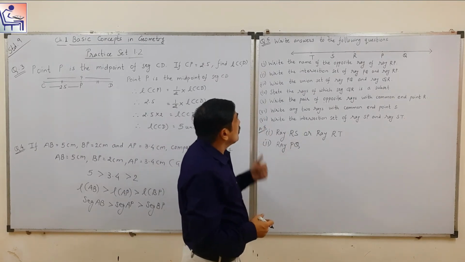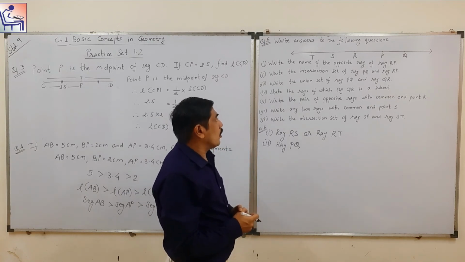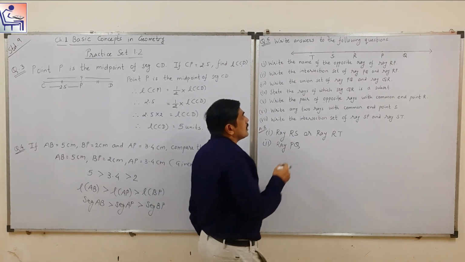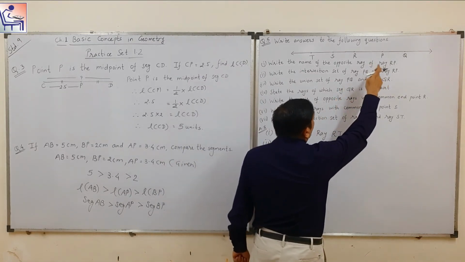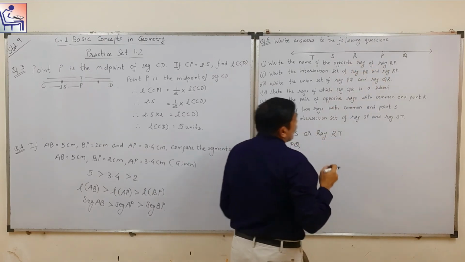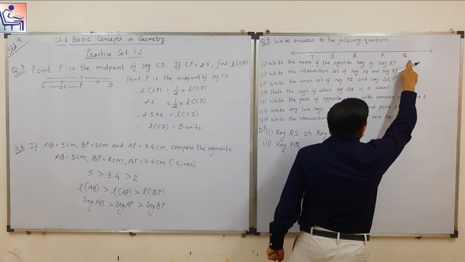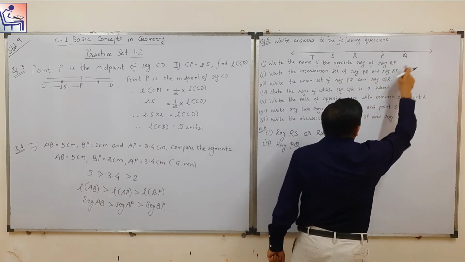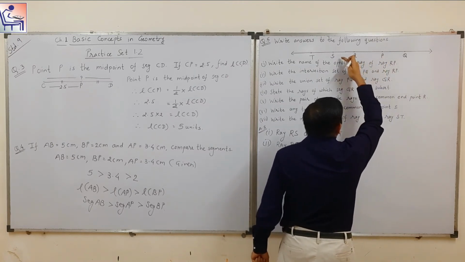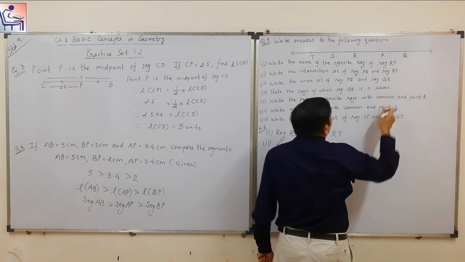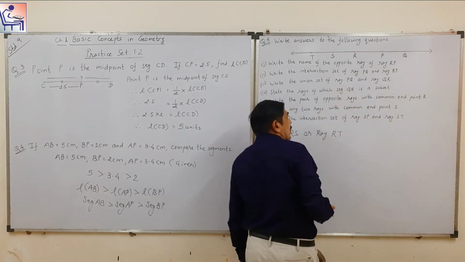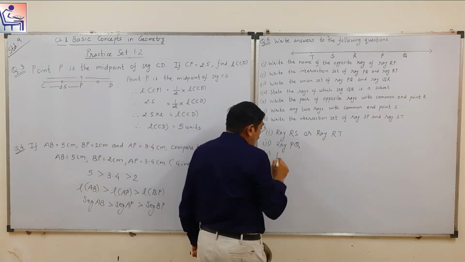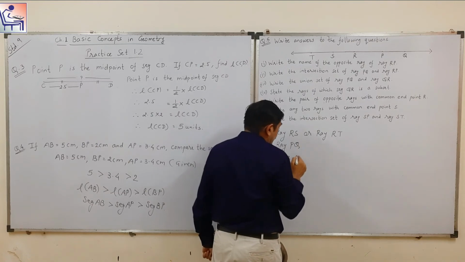Now write the union set of ray PQ and ray QR. See, if we see here, it starts from P and moves in this direction. So we are getting ray PQ like this and ray QR. So it moves like this in this direction. So we can say that it moves in both directions. So here we are getting the third answer as line QR.